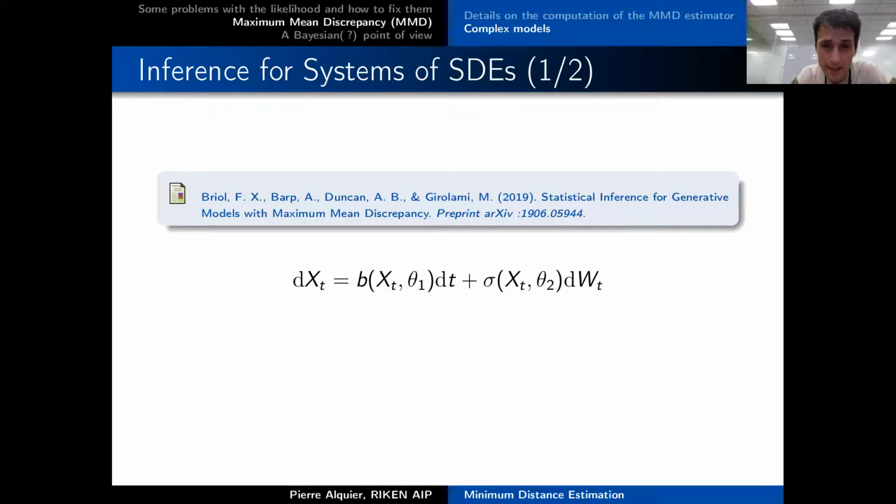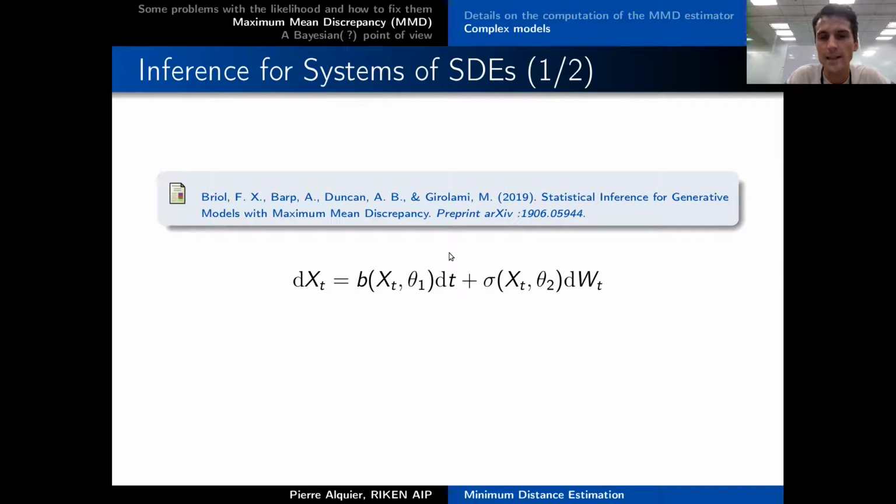This paper is also super nice on MMD and provides the part of the theory that I did not derive today: the asymptotic theory, when the estimator is asymptotically Gaussian and what its asymptotic variance is, etc. They proposed as an example a stochastic differential equation and estimation of the corresponding parameters.